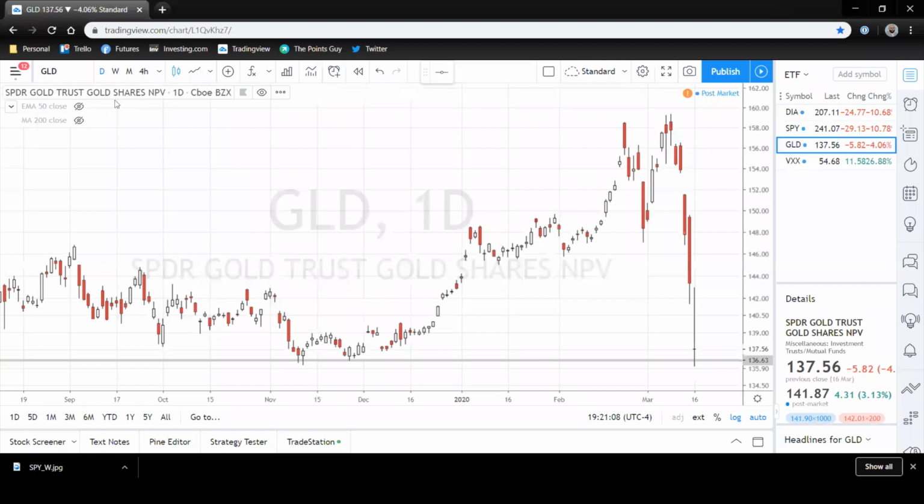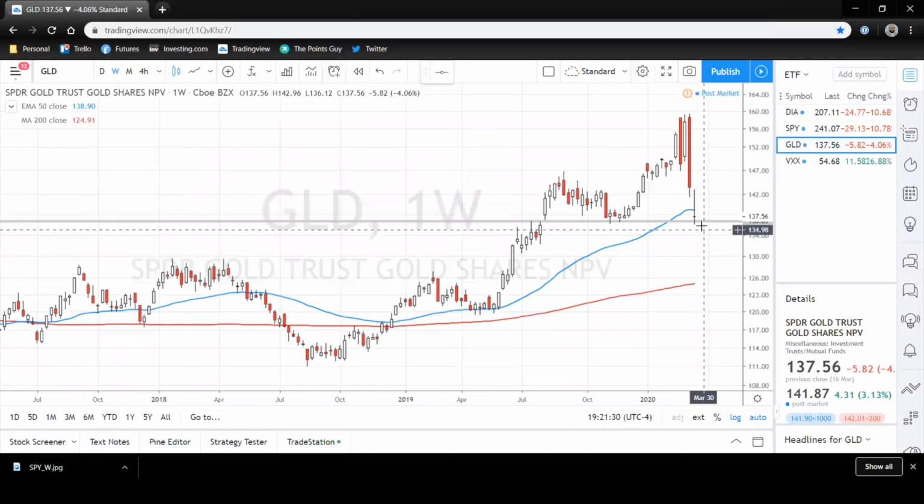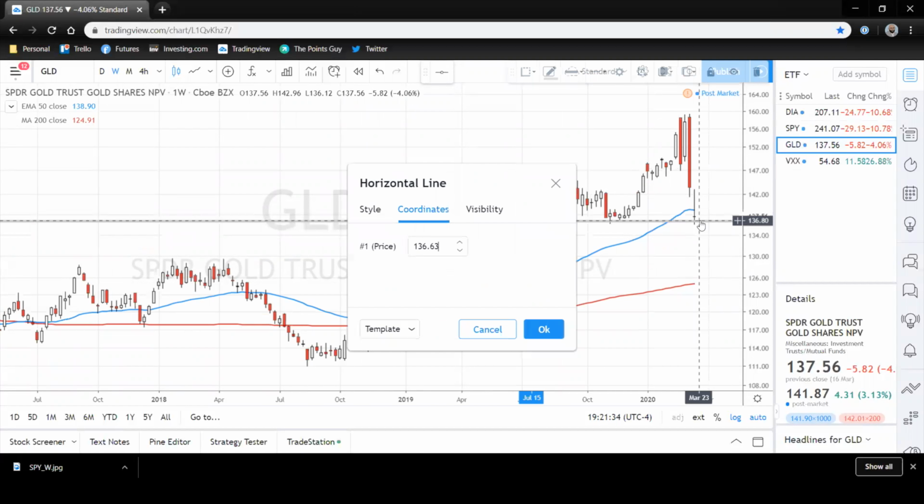Now, I don't like to use moving averages right away. I use that more as guidance, just to tell me where we are. We can see that we are below the 200-day. It doesn't mean that we traded below that or closed below that. I have a feeling that we might be retesting possibly 135 in this case.